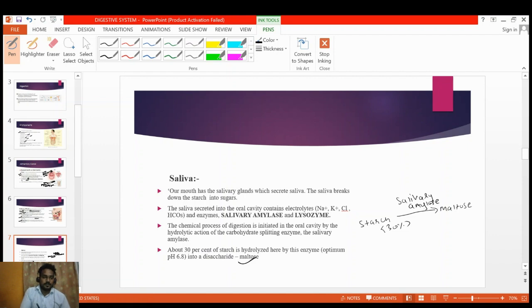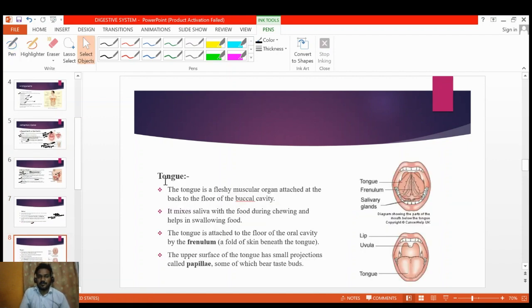Next to this we have our next specific region of the buccal cavity, that is the tongue. Tongue, as you know, is a fleshy organ, made up completely of muscles, and it is attached to the floor of the buccal cavity. That attachment, students, is known as the frenulum.